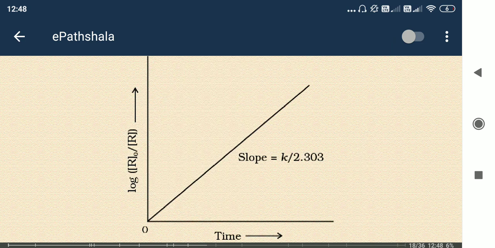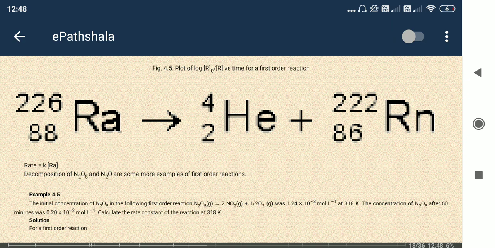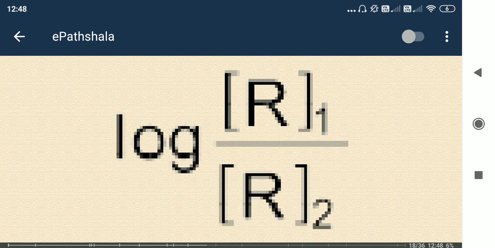So here, t half is equals to 0.693 by k.